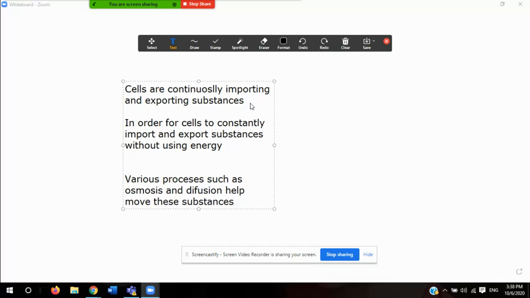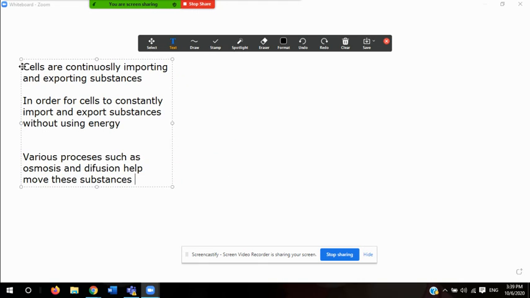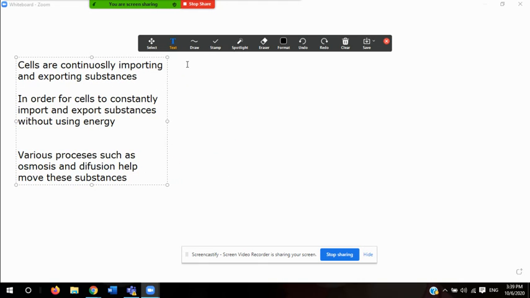It's something that never stops, so if they needed energy for this, it would be very, very detrimental. In fact, that means that cell life would be very, very short. So what cells do is they have different mechanisms to transport substances across the membrane without using energy. And that brings us to the first thing that we're going to talk about real quick: passive transport.